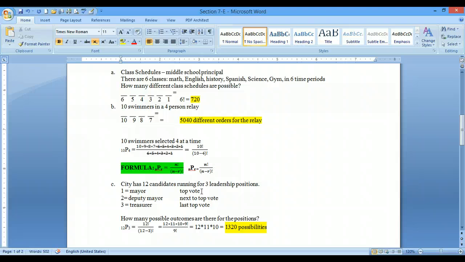Remember, I have 12 candidates. So I have 12 total people, and I'm going to choose 3 of them for the different possibilities for these positions.